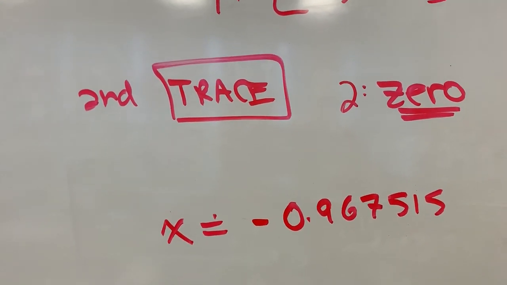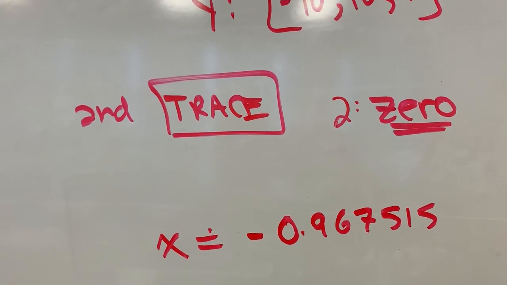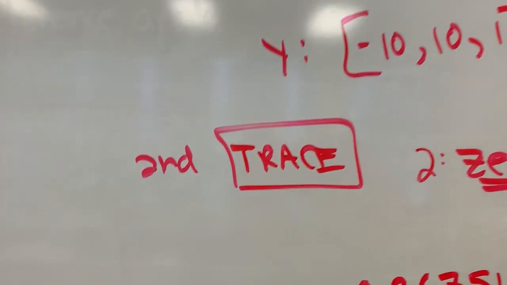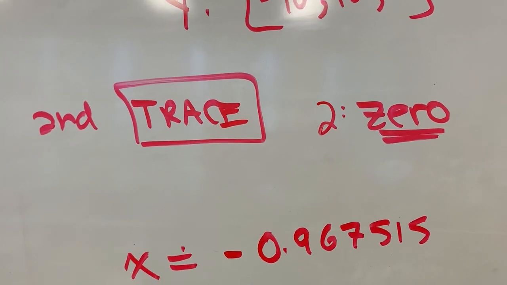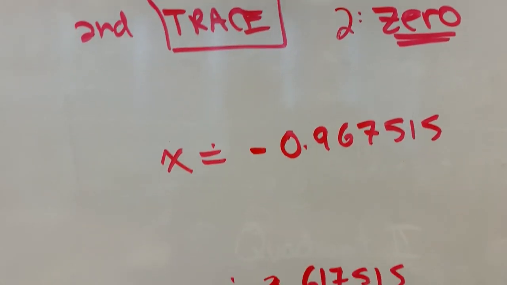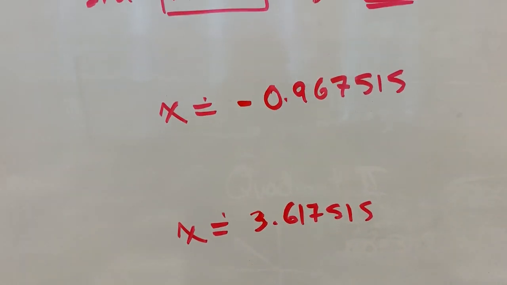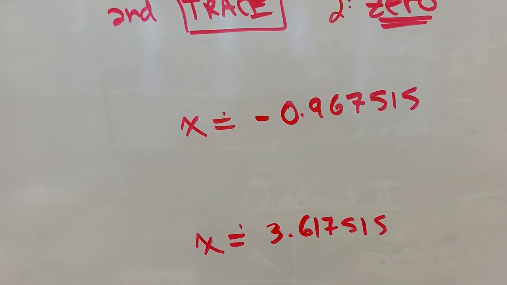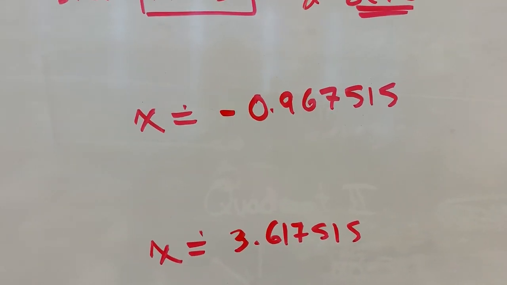So I went to the one further left, and I got negative 0.9675515. Then I have to do it again, second trace 0, and then I have to go over to the other answer, go to the left of it, to the right of it, hit enter, and I'll get the second answer, which is 3.617515. In a later lesson, we'll confirm that this answer is correct by using another method called the quadratic formula.